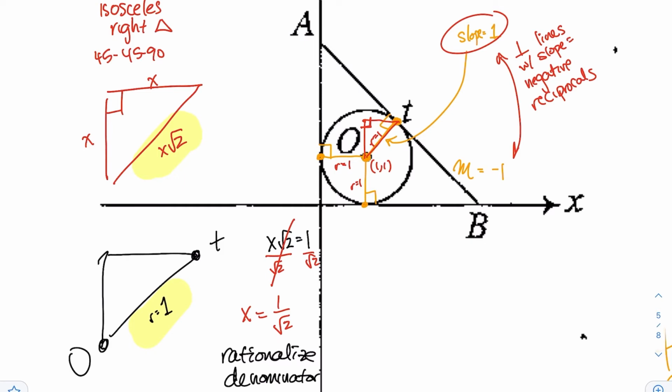And when you rationalize the denominator, you're really just multiplying. You're finding an equivalent fraction, essentially, and you have to multiply by the square root. So you're multiplying by root 2 over root 2, which is just 1. So you're not changing the value of the expression. So the numerator will be 1 times root 2, which is root 2, and the denominator is root 2 times root 2, which is root 2's, the square roots cancel out, and you get 2. So 1 over root 2 can be rewritten as root 2 over 2.